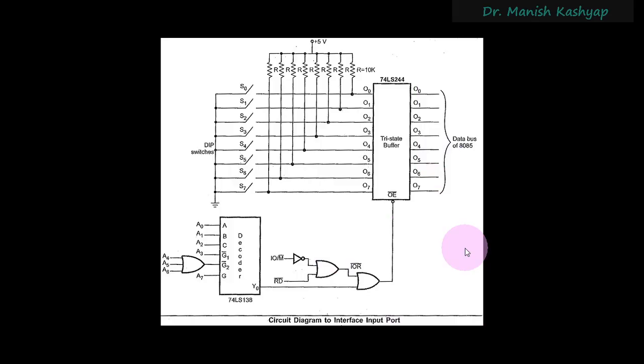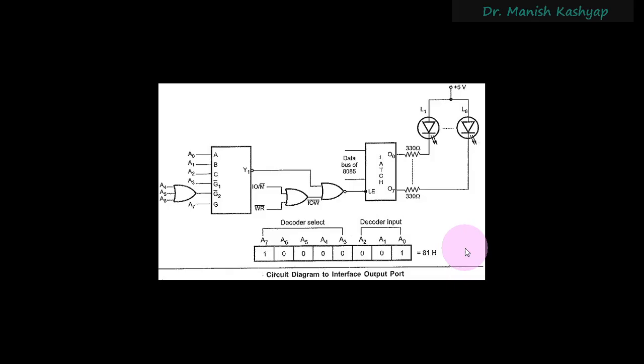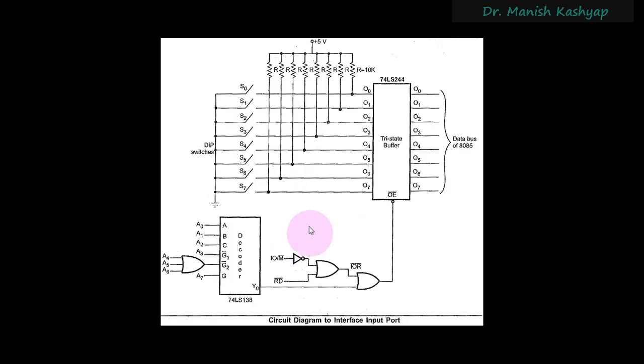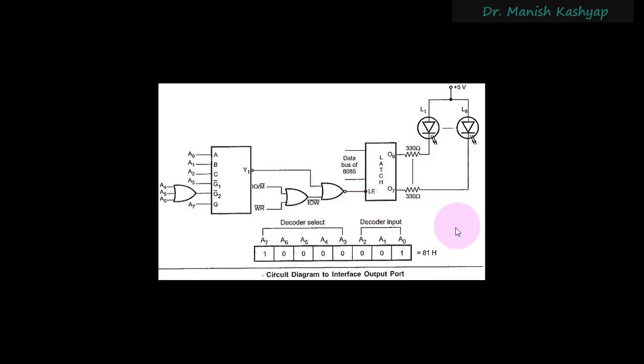I will talk about the programming part of this later, but let me first discuss the output. How do we deal with the output? In this case, we are assuming that 81H is the address. Instead of 80H, our address is 81H for the output device. Because we have connected the input device at 80H, now let us connect the output device at 81H.